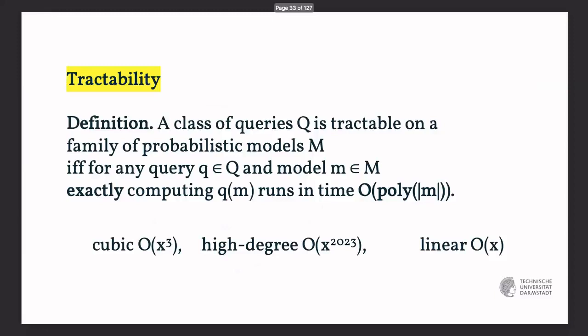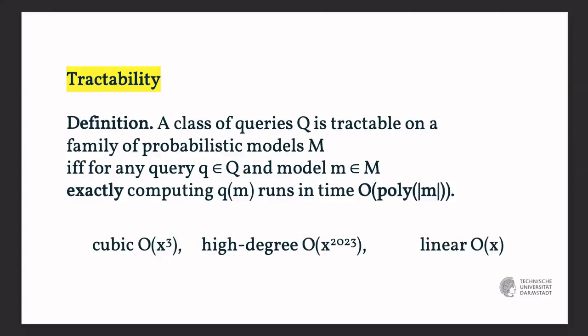And when we talk about tractability, then what the definition is telling you is that it's about exact computation. So you have some kind of query for some kind of model family, and essentially for any model in that family, you want to exactly compute the answer in polynomial time in the size of this model. And obviously polynomial is kind of large. It could be something like cubic. It could even be linear, but it could also be some high degree, right? So it could be very bad. Funnily enough, it usually ends up being something like cubic because of matrix multiplication and these kind of things. But that's the definition of tractability here.